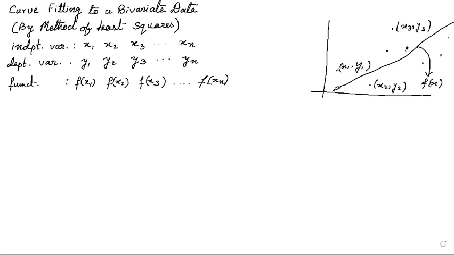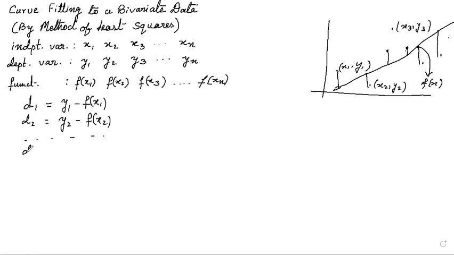Okay, so now what I need to do is make a minimum distance from each of these scattered points to the particular curve. And we need to minimize this distance. So first, let us see what this distance actually is. If I denote this distance as, say, d1, then for the point (x1, y1), d1 will be y1 minus f(x1), right? Similarly, d2 will be y2 minus f(x2). And likewise, if it is an n-point data containing n entries, then the last one will be yn minus f(xn).